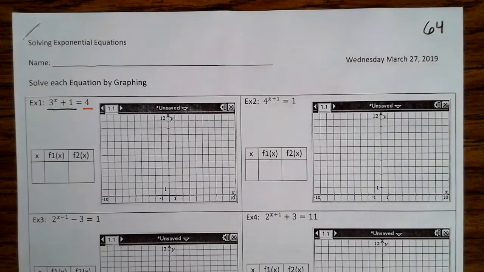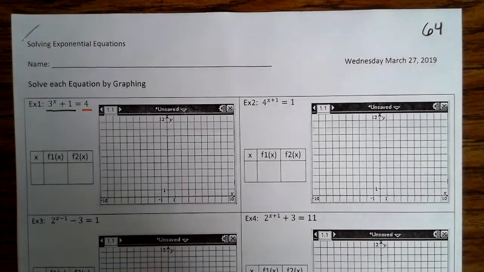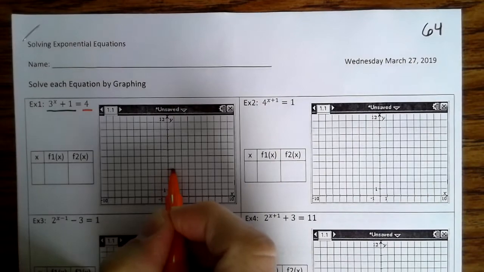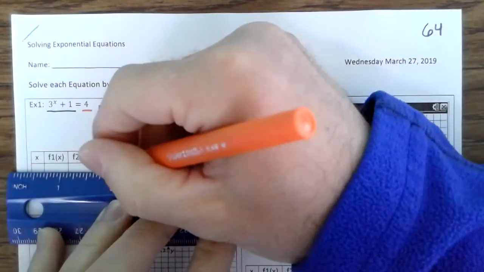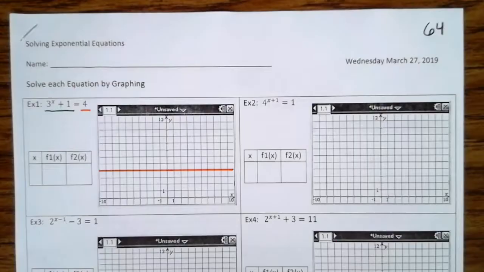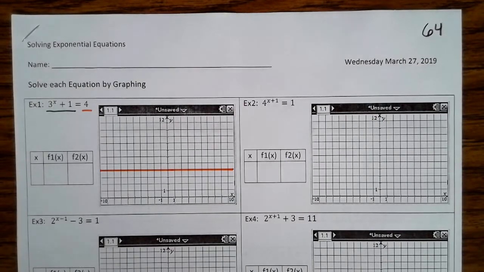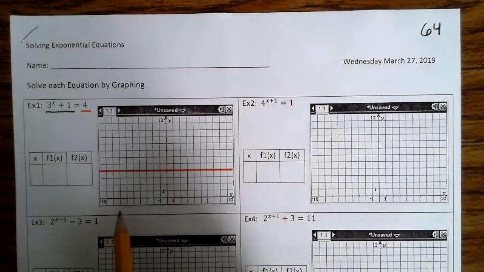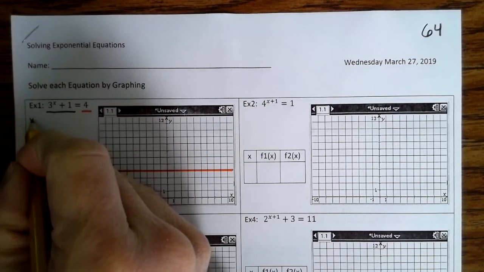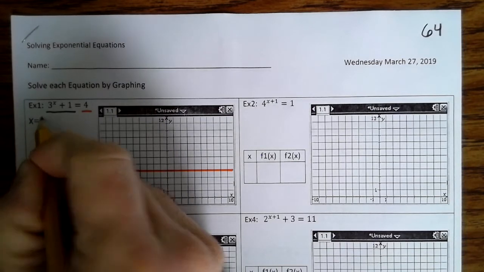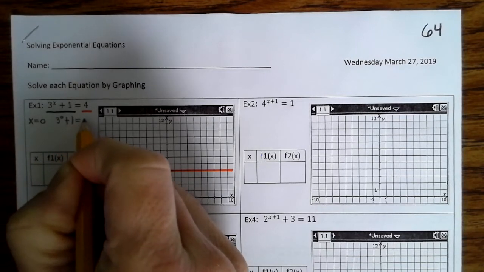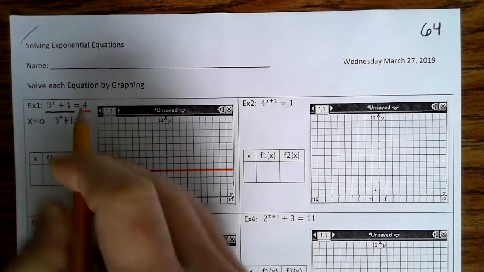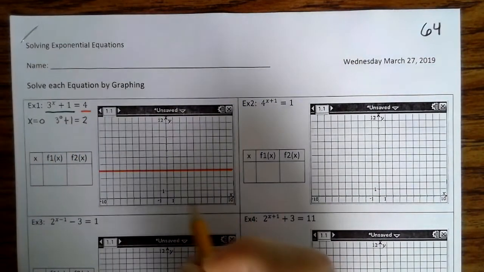All right, so the right side is very simple. It's a horizontal line at 4. So 1, 2, 3, 4. Okay, now the left side, we need to find values. Now I'm going to start with, let's let x equal 0. So when x equals 0, you have 3 to the 0 plus 1. Well, any number to the 0 is 1, so 1 plus 1 is 2. So your first point is 0, 2.